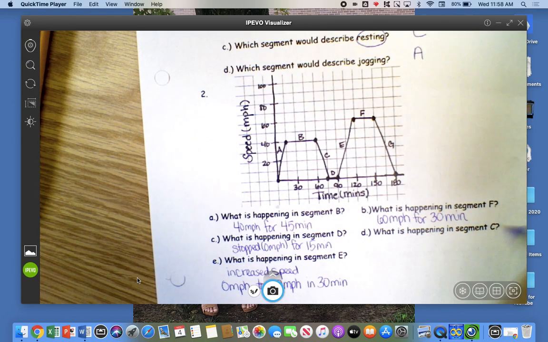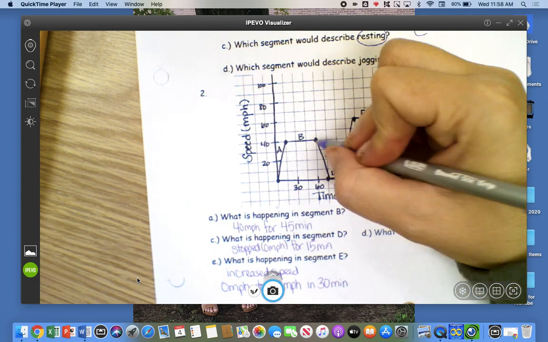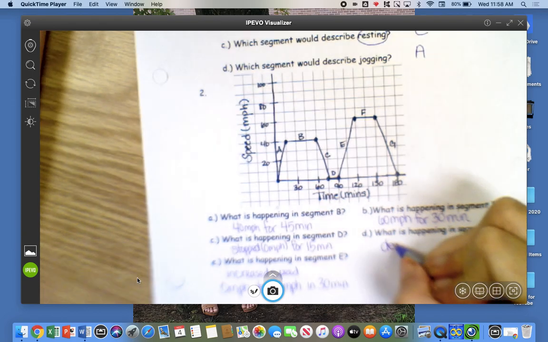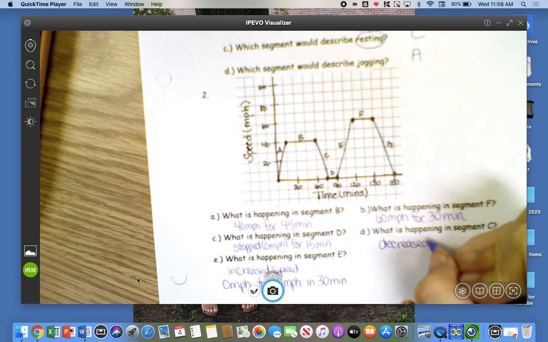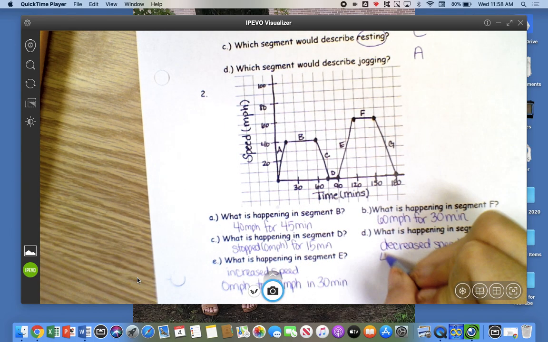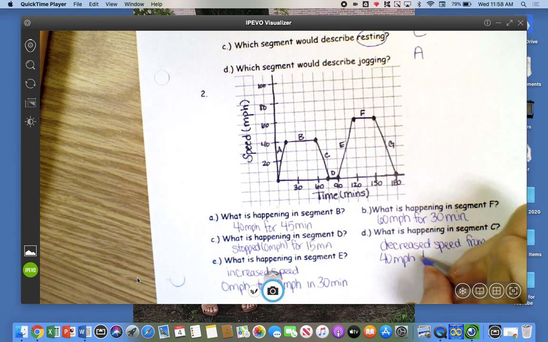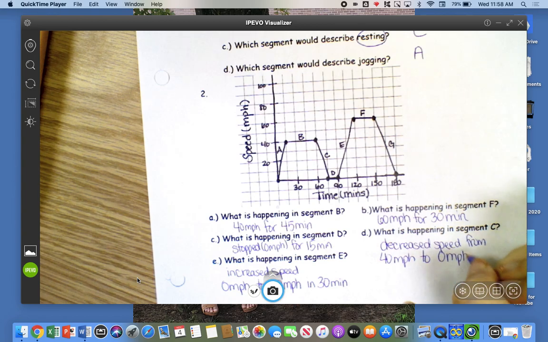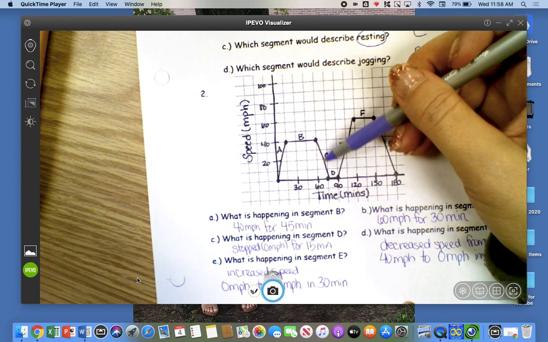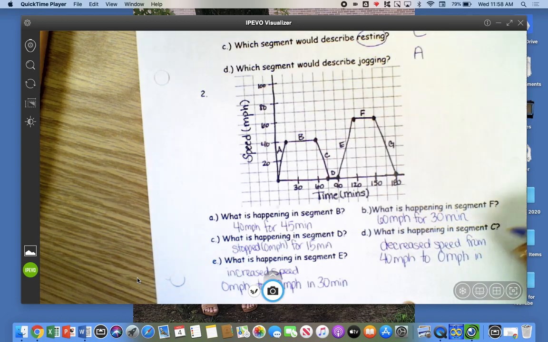And then in segment C, we started out at 40 going down to 0. So this one, our speed is decreasing. Decrease speed from 40 miles per hour was the start of segment C, all the way down to 0. And how long did it take us? It's one segment wide, so in between 60 and 90 would be 75, so 15 minutes. And there we have it.